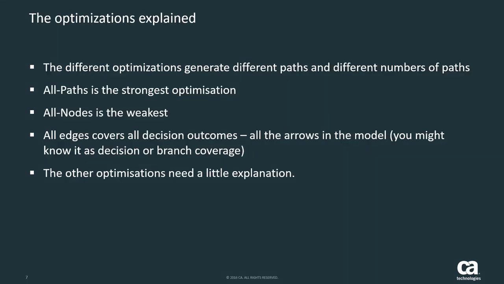Now, the different optimizations generate different paths and different numbers of paths, as you've seen in the little demo I gave. Now, all paths is the strongest optimization. It generates the most test cases, if you like. And all nodes is the weakest. All edges covers all decision outcomes. In effect, all the outcomes are the arrows in the model. Now, you might know this as decision or branch coverage if you've taken an ISTQB certification class. The other optimizations need a little more explanation.